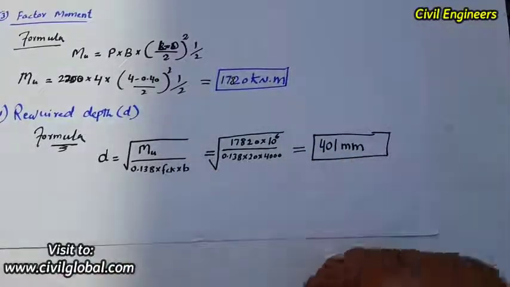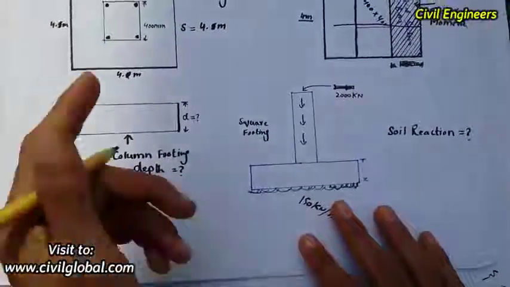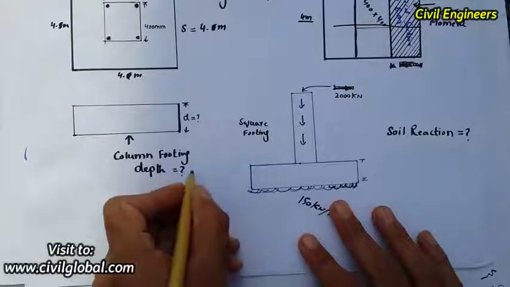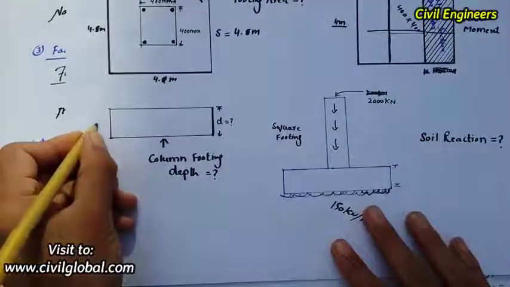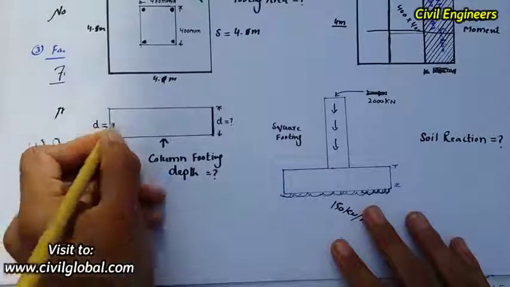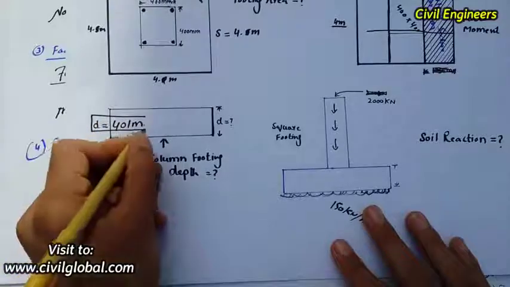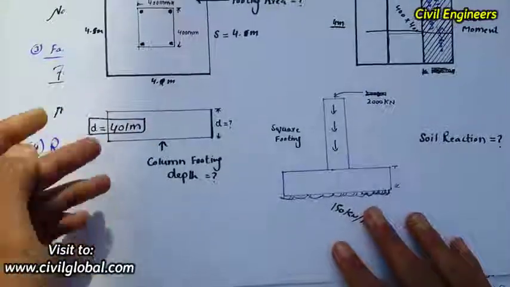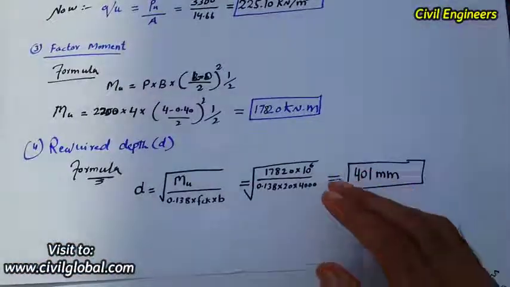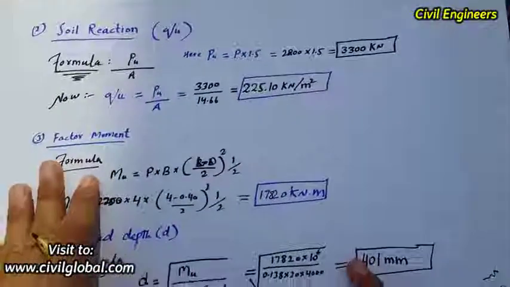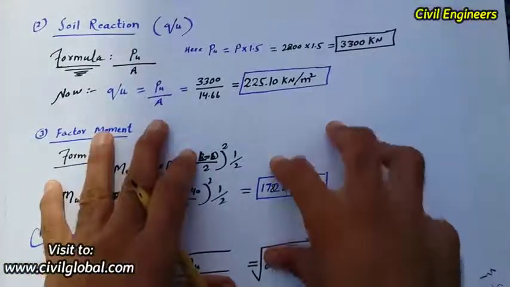Okay, so now the depth of the column will become what? 400, the depth will come here, D is equal to 401 mm. Okay, so this is the depth for this column footing. This is the important topic for today, and in the next lecture I will show you how to design the steel, and the percentage of steel required in this column footing.